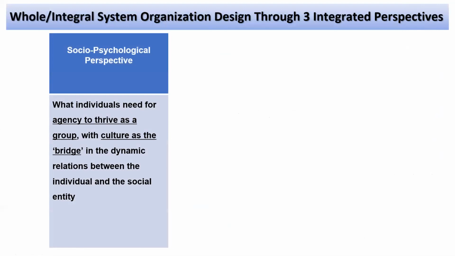So looking at the socio-psychological perspective, we think what this perspective is really about is what individuals need for agency to thrive as a group, with culture as the bridge in the dynamic relations between the individual and society. So the socio-psychological perspective is really about the people-to-people interdependencies, the alignment of the identities between micro, macro, meta levels, social levels, into a whole.